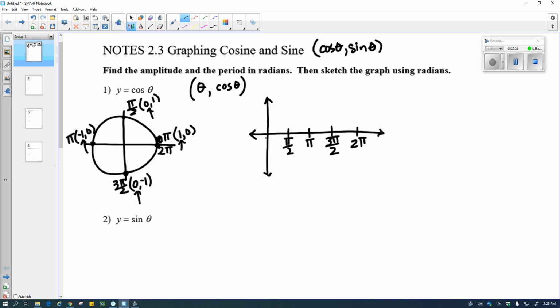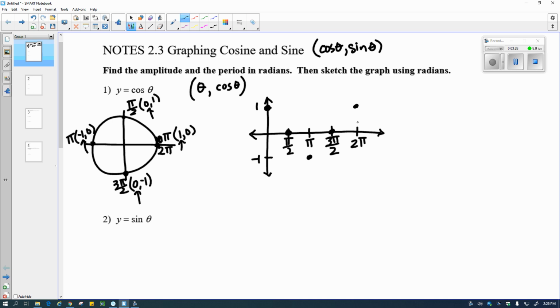So when I sketch this graph, at 0 the cosine is 1. So I put a point at 0, 1. When I go to pi over 2, cosine is 0. So this next point is pi over 2, 0. When I go to pi, cosine is negative 1. So this is up here at 1, and this is down here at negative 1. At 3 pi over 2, cosine is 0 again. And then at 2 pi, it's 1 again.